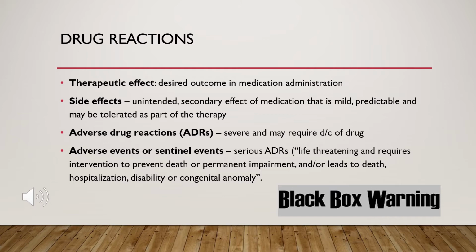But on the other hand, an adverse drug reaction is something that's severe and may require us to discontinue that drug. So staying with that morphine example, morphine can cause a sudden drop in blood pressure, can cause somebody to stop breathing. These would be adverse drug reactions. That reaction does not outweigh the benefit of the pain relief, right? So I need you to know the difference in that. And when we talk a couple slides down about patient education, you're going to want to educate your patient mainly on those side effects, the unintended, mild, predictable effects. And we'll talk more about that on the next slide.